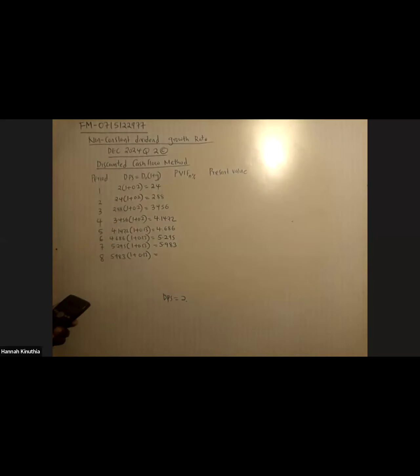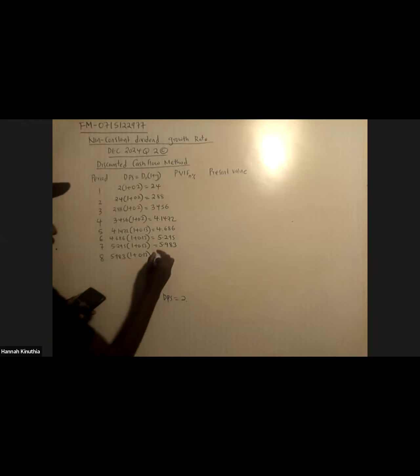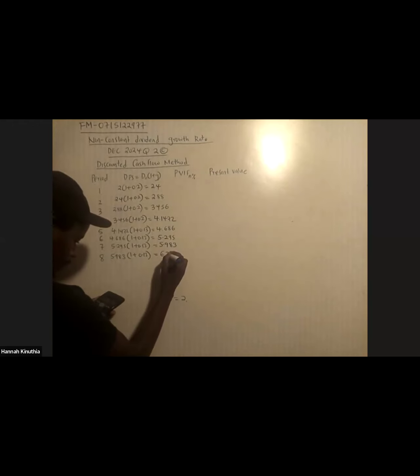It will be 5.983 times 1 plus 0.13, which is 6.761. So once we reach there, I think we are okay. Now from that point, it will continue to grow at a constant rate.